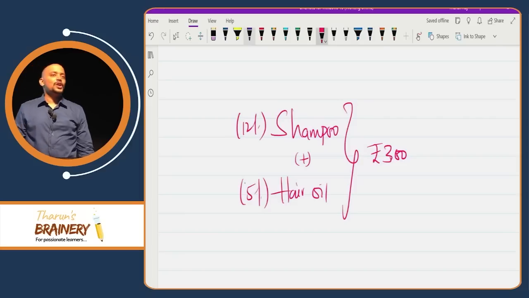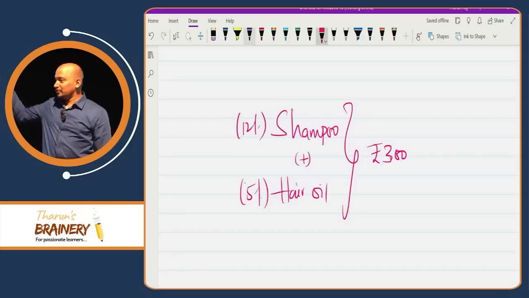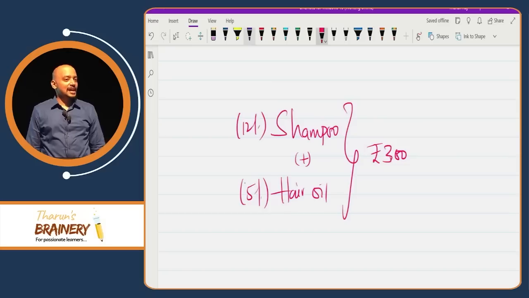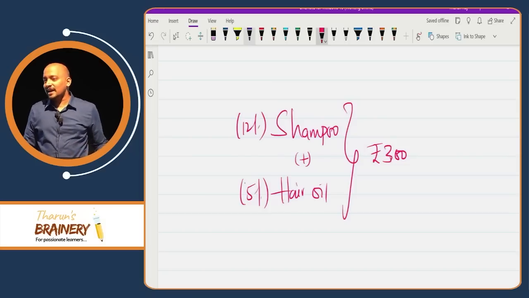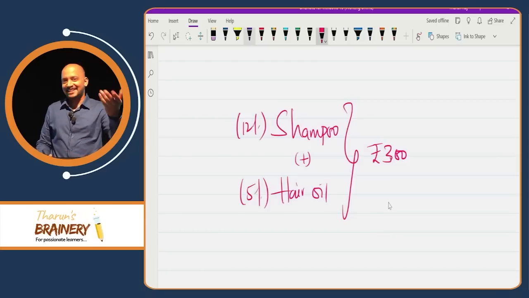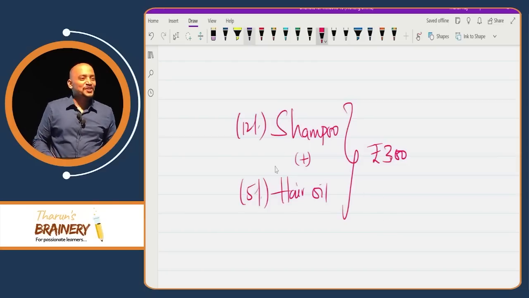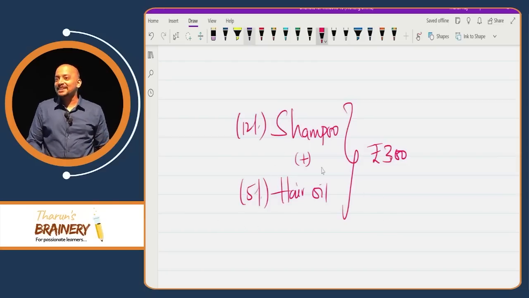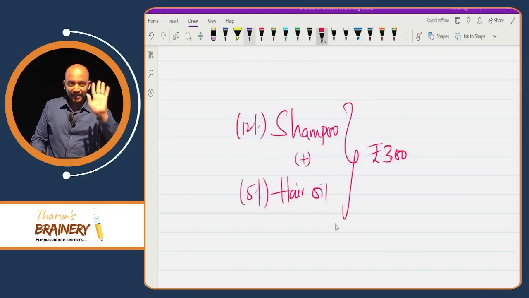Then is the principal supply identifiable? No. We don't know what the principal supply is. Sometimes shampoo will be the principal supply, sometimes hair oil will be the principal supply. We cannot identify the principal supply. Generally I am telling you. So what the predominant element is here, we don't know. And therefore it will come under not a wait.